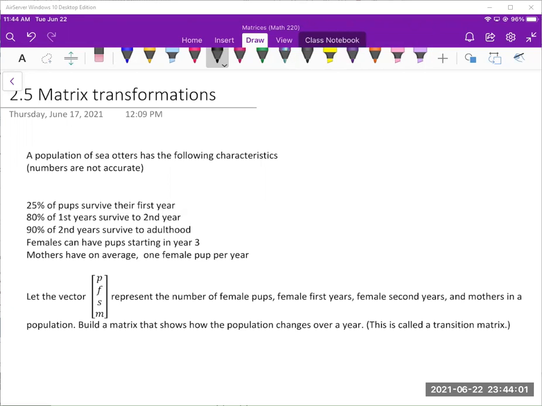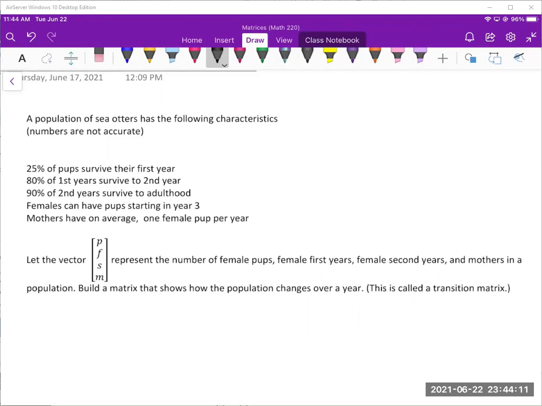Okay, and we're going to build a matrix that shows how this population changes over a year, called a transition matrix. What this matrix is going to do is, when we take an initial population distribution, so we know how many pups, first years, second years, and mothers we're starting out with, and multiply it by this matrix, it's going to tell us after 1 year how many pups, first years, second years, and mothers we will see.